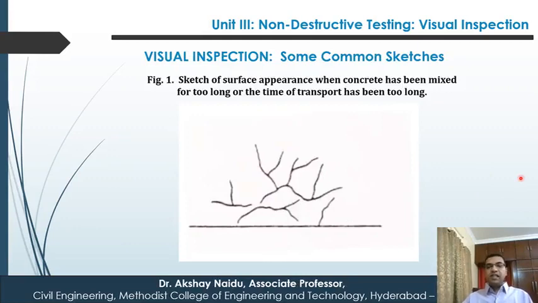So some of the common sketches. Now the equipment that a visual inspector must carry, what is the procedure, and now what are some of the common sketches and photographs a visual inspector will have to take. These are some examples. We'll quickly go through this.